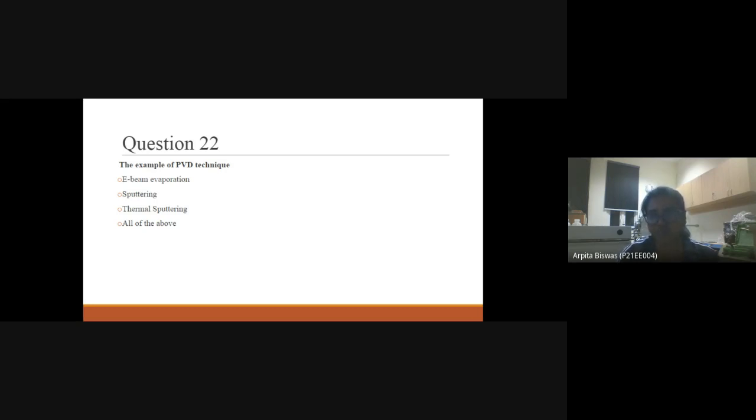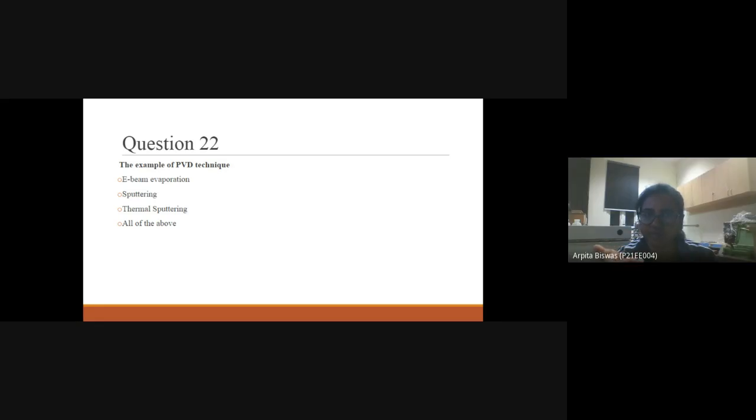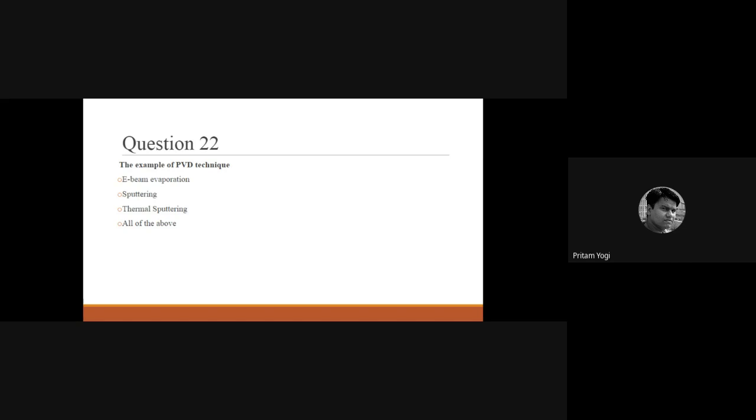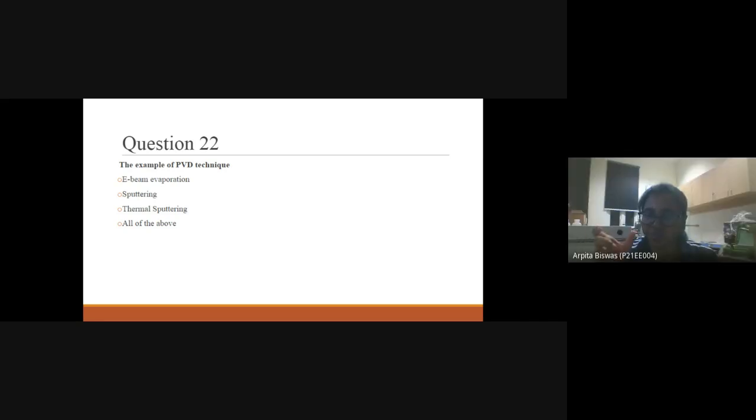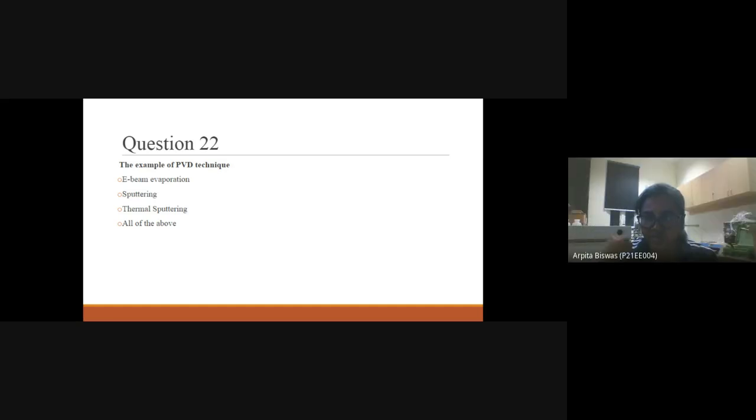If the source where we take the material has a melting point lower than the material we want to deposit, then what happens? Suppose in the boat there is a material A that we want to deposit, and its melting point is higher, while the melting point of the boat where it is kept is lower, then what happens?